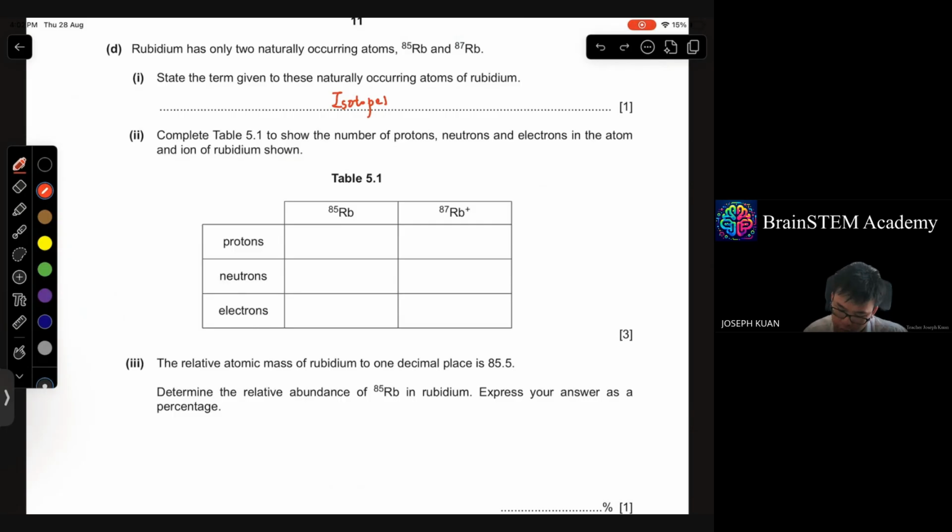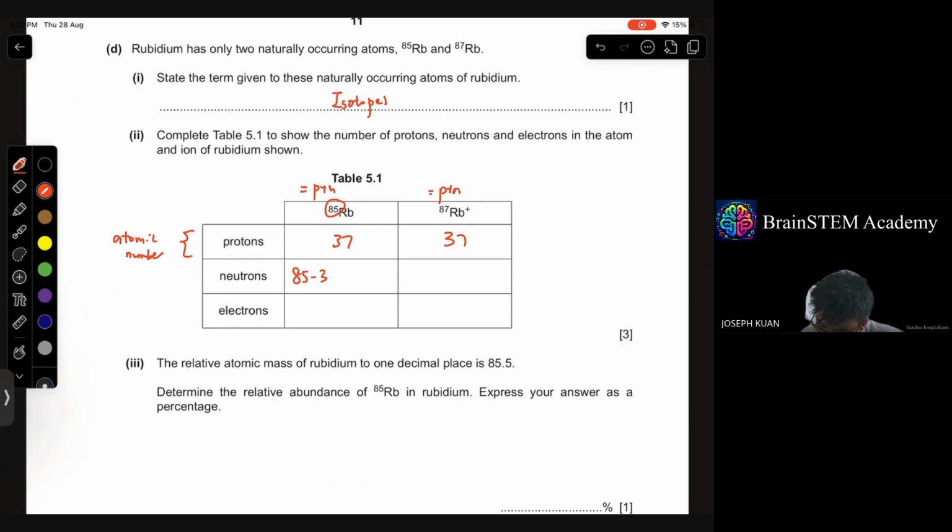So, protons is based on atomic number, which you have to refer to the periodic table. For rubidium, the atomic number is 37, and it doesn't matter if it's an atom or ion. To find neutrons, the nucleon number is the sum of protons plus neutrons. So to find neutrons, we simply take the nucleon number and minus the proton number.